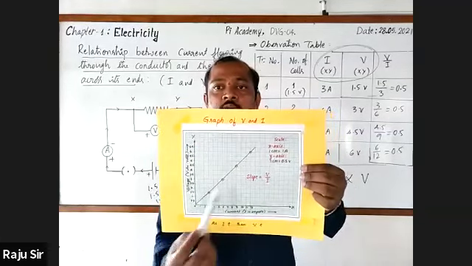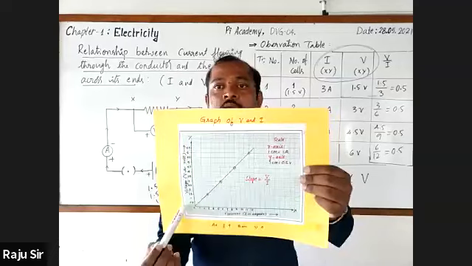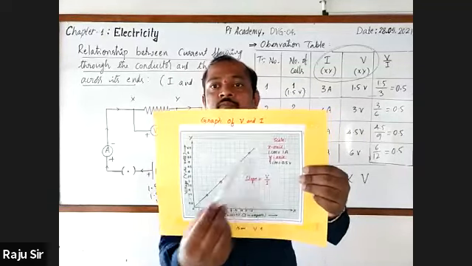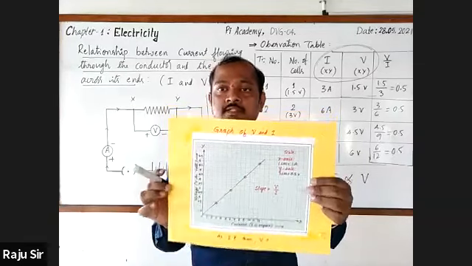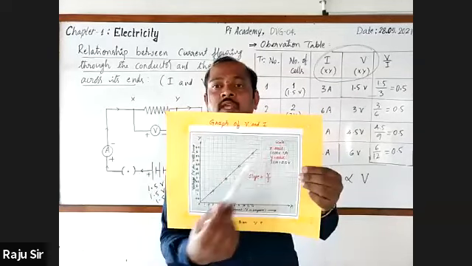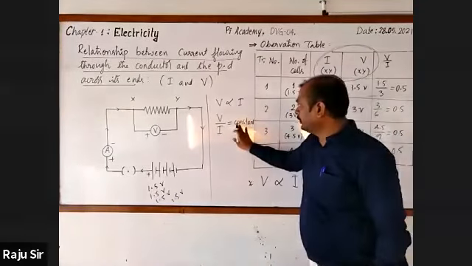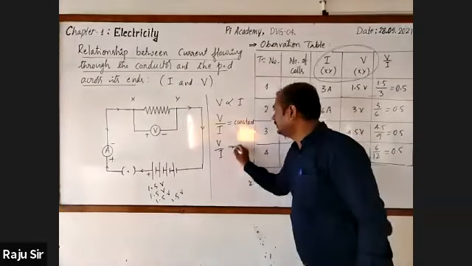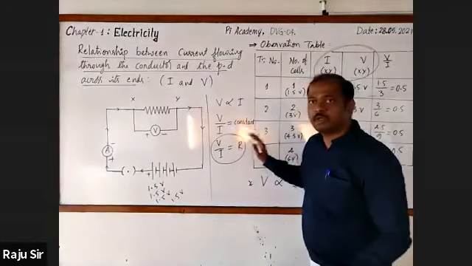And when you draw the graph of these readings, mark all the readings on the graph and join these points, what you will get is a straight line, a linear graph. It is uniform, which represents that the ratio of these two is constant. Got it? The nature of the graph of current and voltage is a straight line, nothing but linear. So we call this constant electric resistance. Again, we will discuss it afterwards.